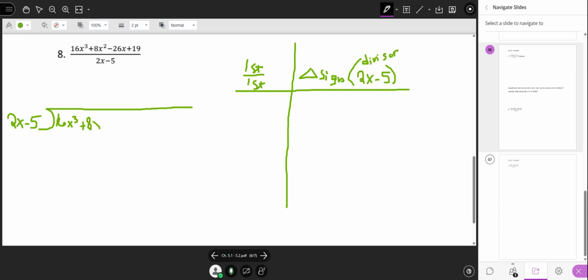Now, when you do this, you're not allowed to have any missing pieces. If you do, you have to replace it with what's called a placeholder. 0 is your placeholder. In this case, x cubed, x squared, x, constant. There is nothing missing. So you're in a good spot. First divided by first.